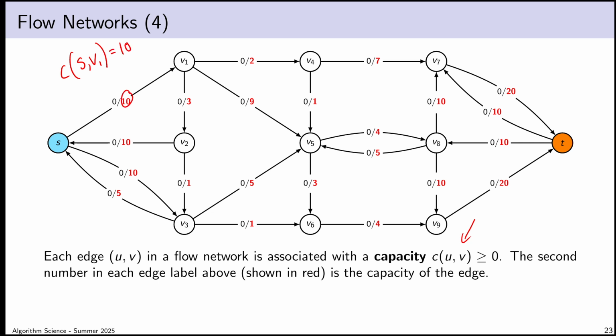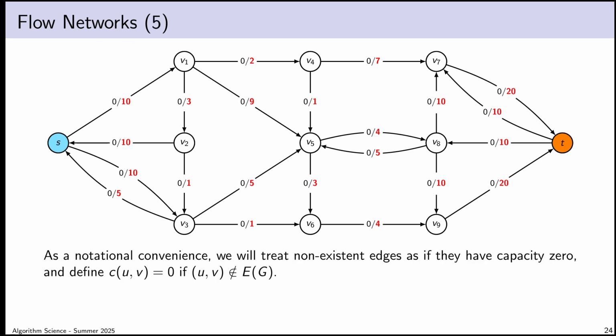And as a notational convenience, because I want to be able to talk about the capacity of the edge between two vertices, even in the event that that edge doesn't exist, I'm going to define right off the bat that if we want to talk about the capacity of a non-existent edge, so let's say I wanted to ask you about the capacity of the edge from V1 to V6, and you'll observe that there is no edge from V1 to V6, we will simply define that to be a capacity of 0. So we'll treat non-existent edges as if they're hiding in the background and have capacity 0.